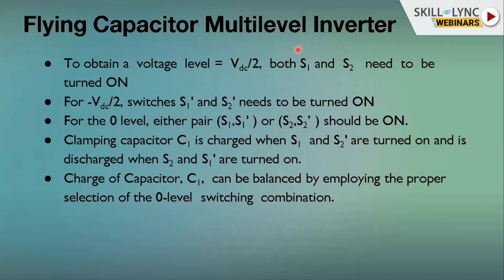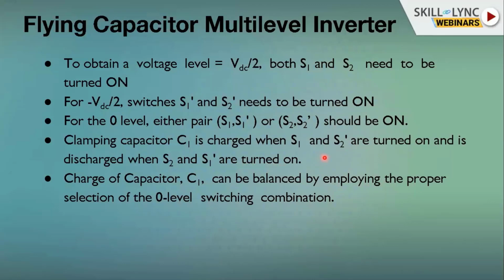So as I said, for VDC by 2, both S1 and S2 need to be turned on. For the negative VDC by 2, the lower 2, S1 dash and S2 dash, need to be turned on. For the 0 level, you can say S1 dash or S2 dash can be on. This is the point that I was emphasizing. The capacitor is charged when S1 and S2 dash are turned on, and it's discharged when S2 and S1 dash are turned on.